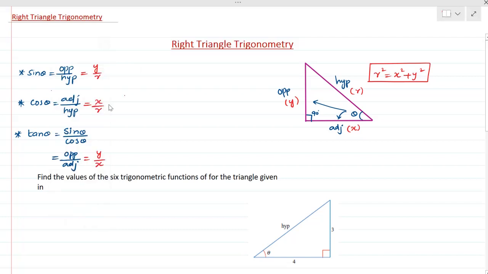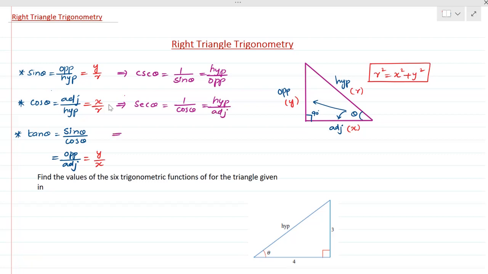What are they? I can calculate cosecant theta, which is nothing but 1 over sine theta. So you have to take the reciprocal of sine theta. So here it is hypotenuse over opposite. And here we have sec theta. Sec theta is 1 over cosine. You have to take the reciprocal of the cosine. So here hypotenuse over adjacent.